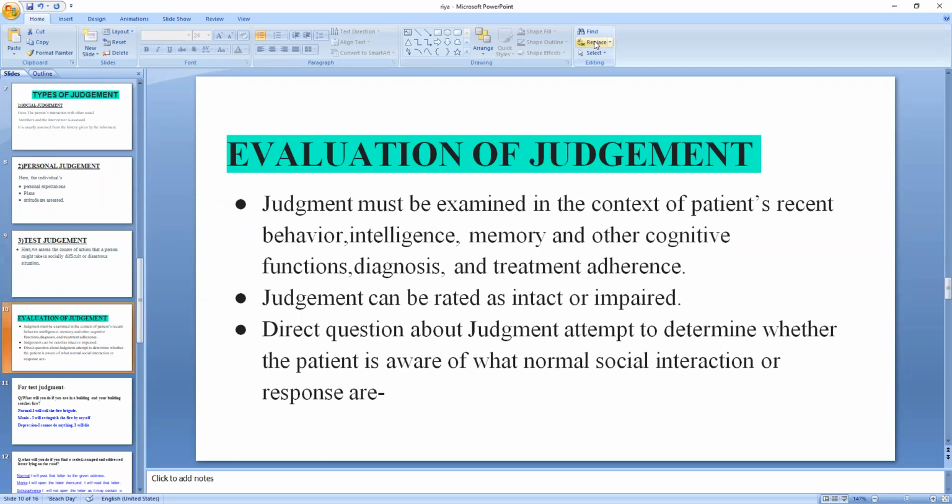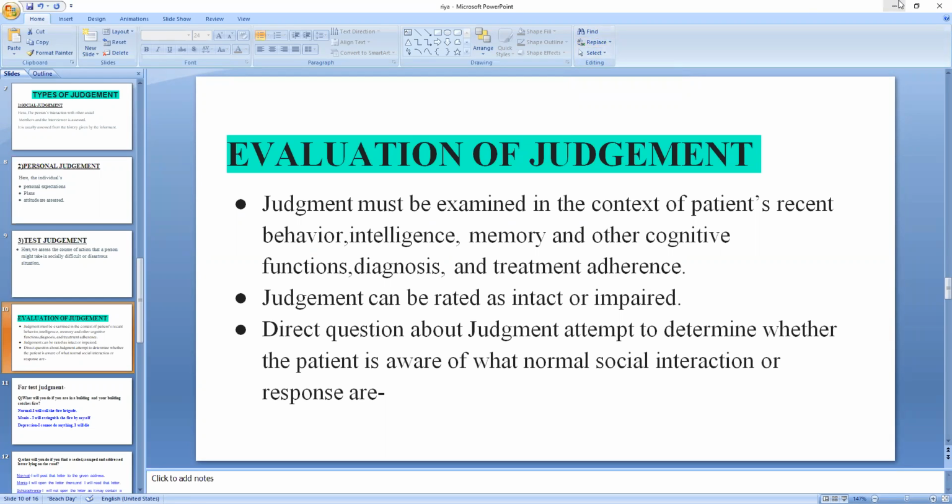Now, how do we evaluate judgment? Judgment must be examined in the context of the patient's recent behavior, intelligence, memory, and other cognitive functions, diagnosis, and the treatment adherence. Judgment can be rated as intact or impaired. Direct questions about judgment attempt to determine whether the patient is aware of what normal social interaction or responses are.